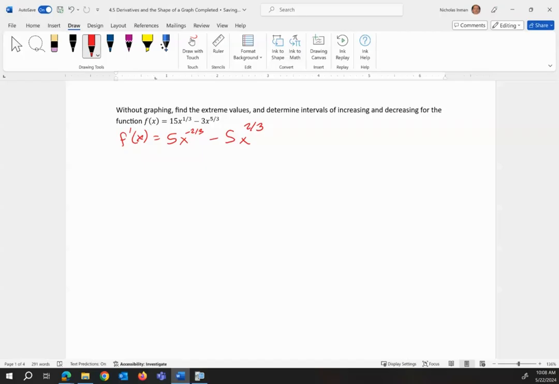All right, let's see. So we want to solve this thing. We want to set it equal to 0. Now, I hate negative exponents, so I might put this at the bottom and make it positive. All right, so over here, we want to solve this thing. So I might take this negative value, move it to the other side.